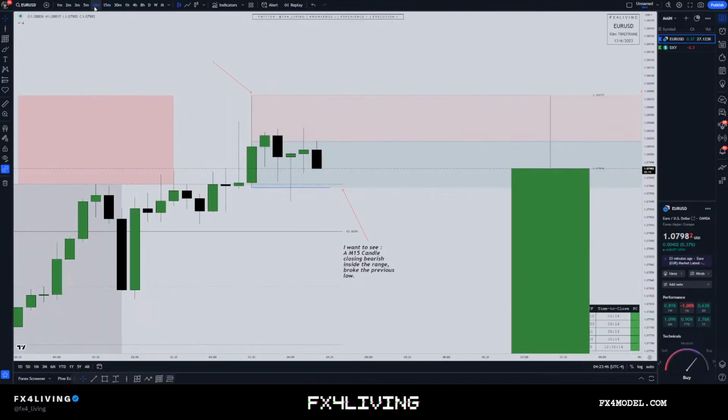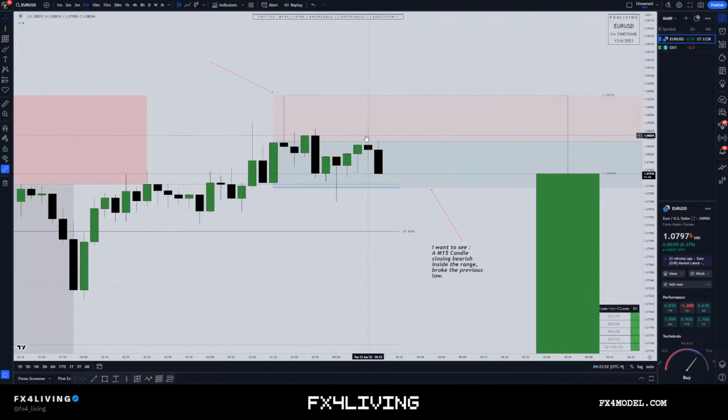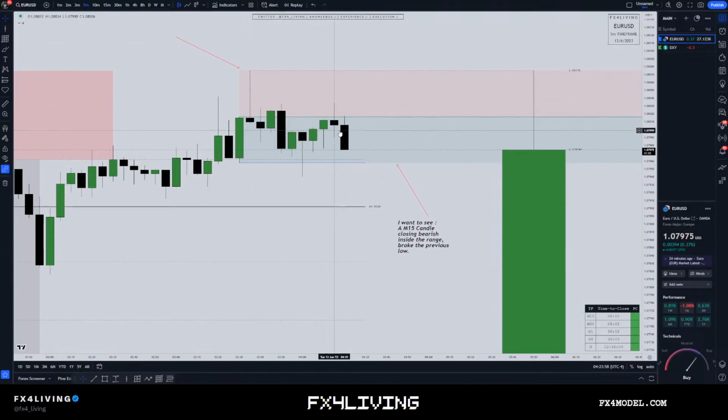So look at the 10-minute. This 10-minute candle is about to break this low. This 5-minute rejected the premium price from this 30-minute. And now the price violated those lows, you know.